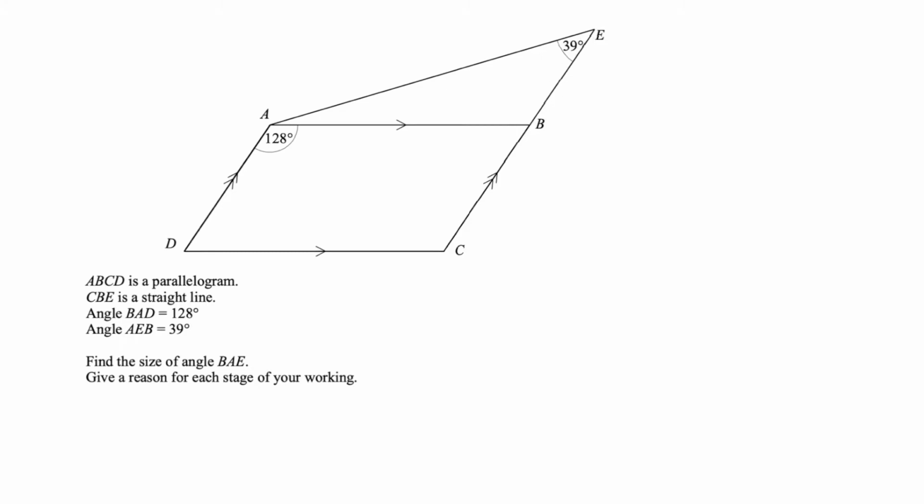They've given it there. Find the size of angle BAE. So that is BAE up there. So that means they want us to find this angle here, which I am going to call X. And what else do they want to know? Give reason for each stage of your working out.